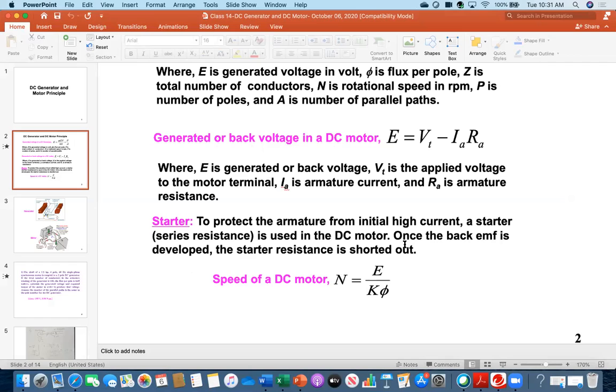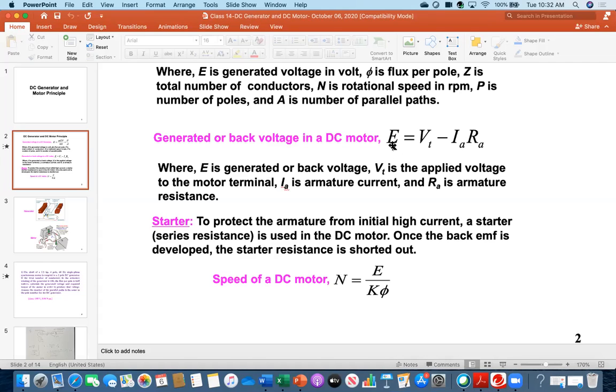So therefore, I will be asking you this question: why is a starter used in case of a DC motor? Or what is the function of a starter in a DC motor? Then exactly you will be writing this thing. You might express it in a different way, but this should be the meaning. You should say that in case of a DC motor, initially high current flows through the coil. So why does high current flow? Because initially there is no back voltage.